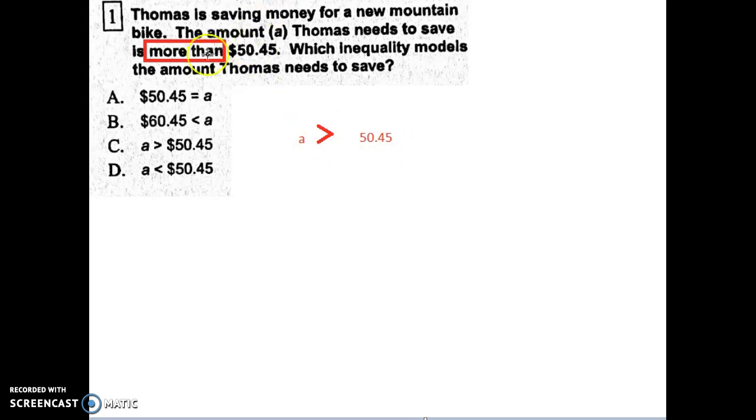So let's see which one of these answers has that. This has an equal sign. Let's get rid of it. That's not what we're looking for. This says 60/45. That's not even the number we're talking about. So let's get rid of it. This says A is greater than 50/45. Greater than, which also means more than. Yeah, that works. And this one says A is less than 50/45, right? Because the little mouth is eating this side. So our answer is really quite simple once you read it and understand what it's asking.